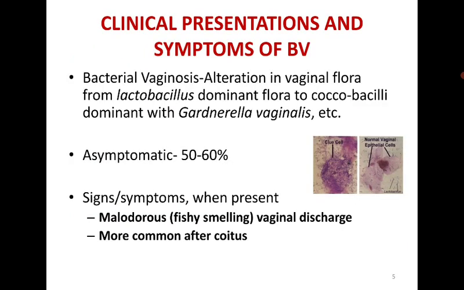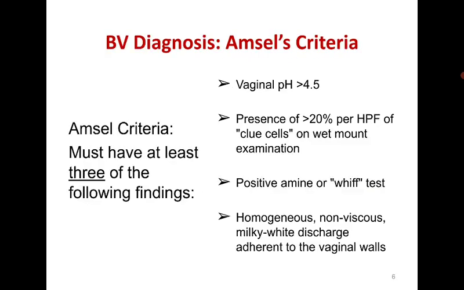The clinical presentation and symptoms of bacterial vaginosis: bacterial vaginosis usually occurs due to alteration in the vaginal flora from lactobacillus dominant flora to cocobacilli dominant flora, that is Gardnerella vaginalis, Mobiluncus, all these bacteria. Usually they are asymptomatic in 50 to 60% of cases. Signs and symptoms, when present, are a malodorous, fishy smelling vaginal discharge, more common after coitus.